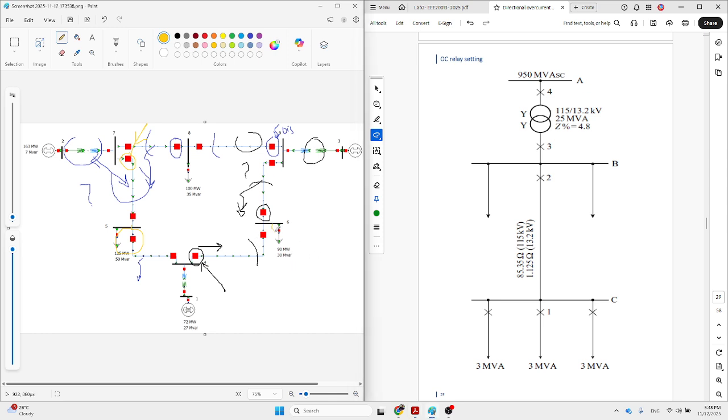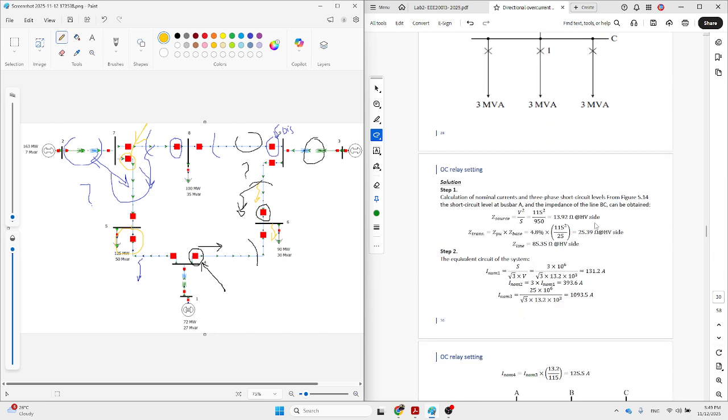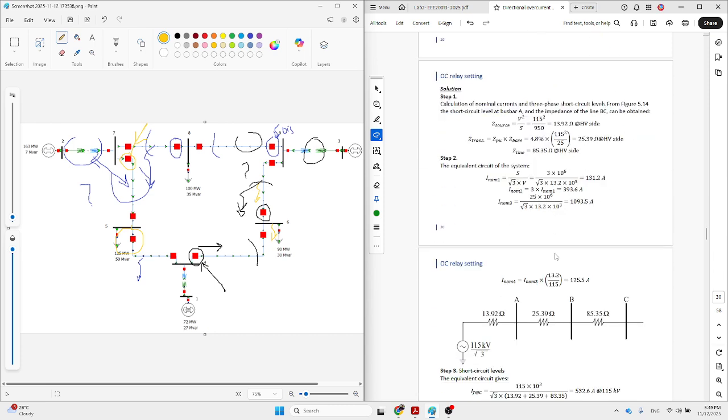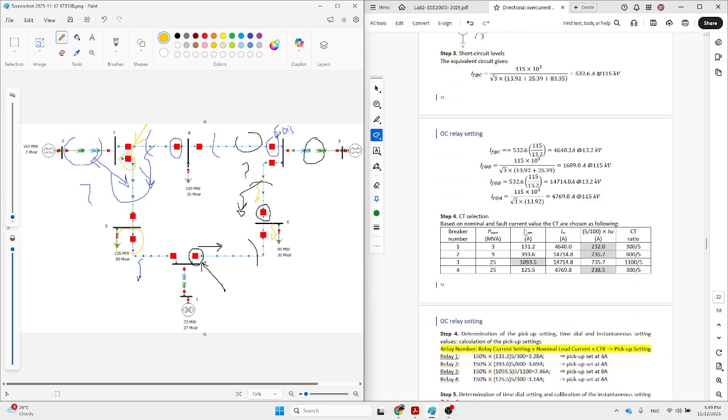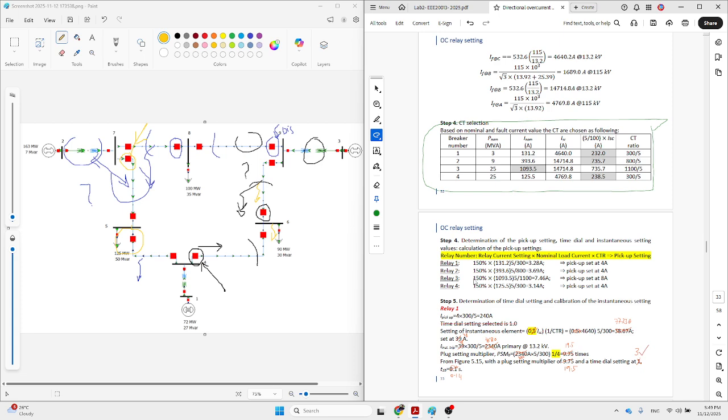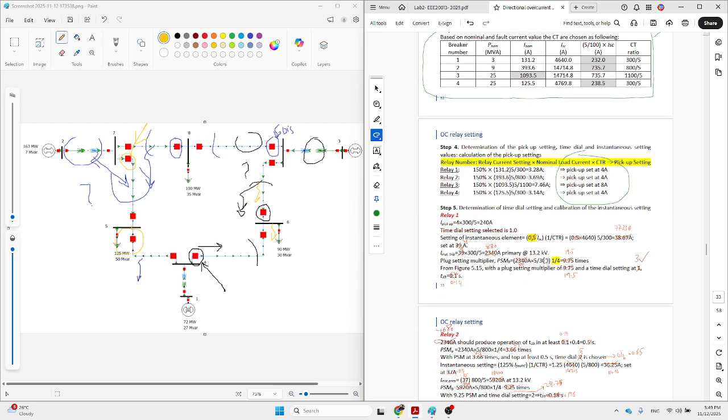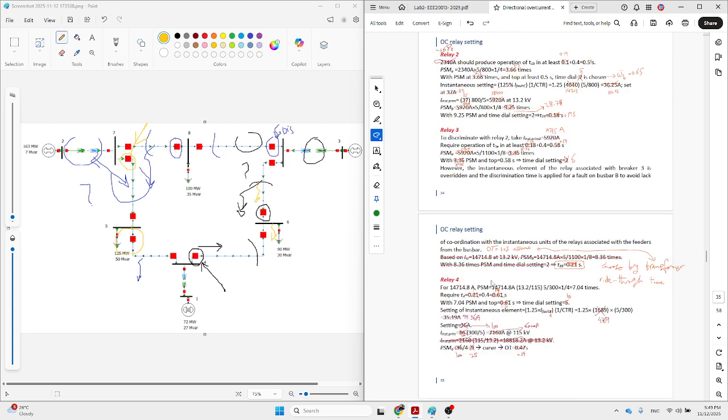For example, this point you can run, this point you can run, and ask what is the fault current, and then start to set and do the calculation the same as this one. You can see you can do it by PowerWorld. Then, of course, I need exactly the same as this table. You tell me what is the CT selection. Then step four, what are the pickup currents, and then do the coordination exactly the same as here. Okay, that's all for the lab two. Thank you very much.